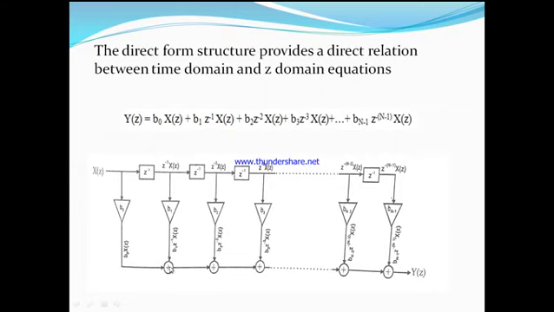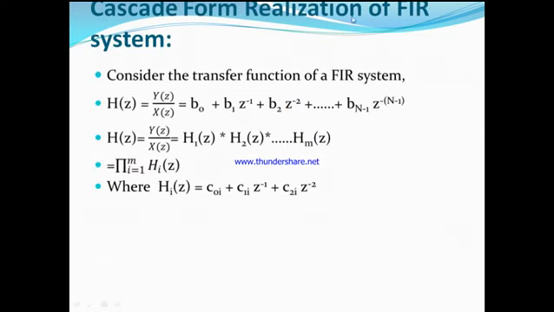Again it will be added to the adder, right? So these two terms are added. Again we have this term. Finally we will have b n minus 1 z power minus n minus 1 times x of z. So we have to add one by one term. In between we have so many terms. Finally you will get y of z. Very clear? Next we are going to see the cascade form realization of FIR system.